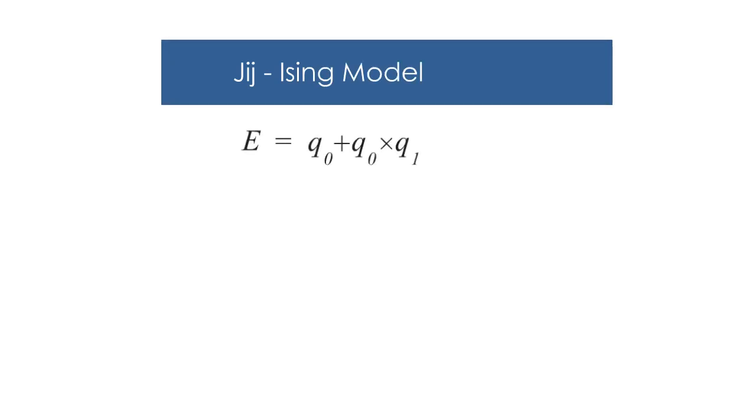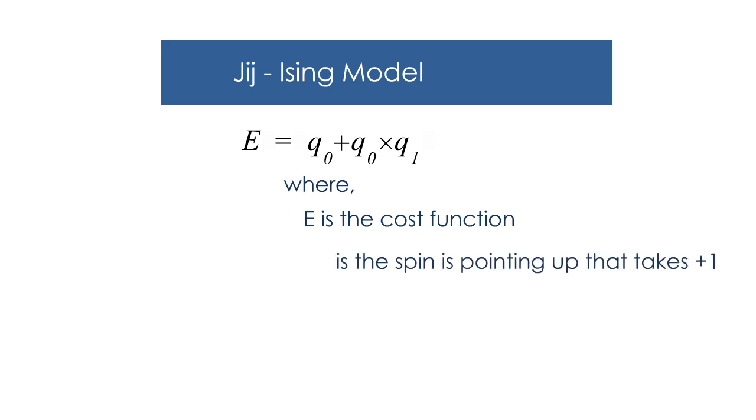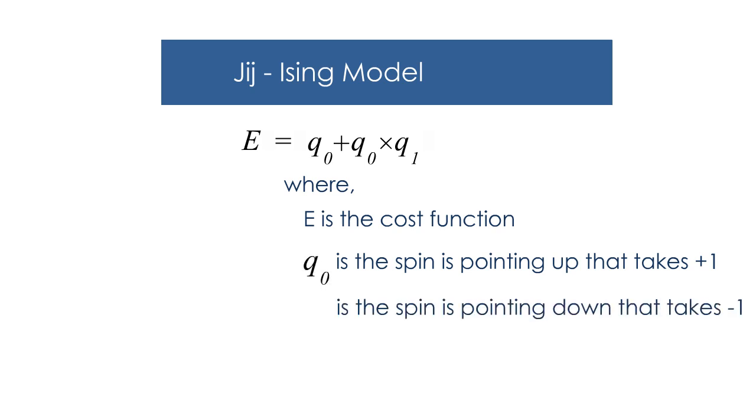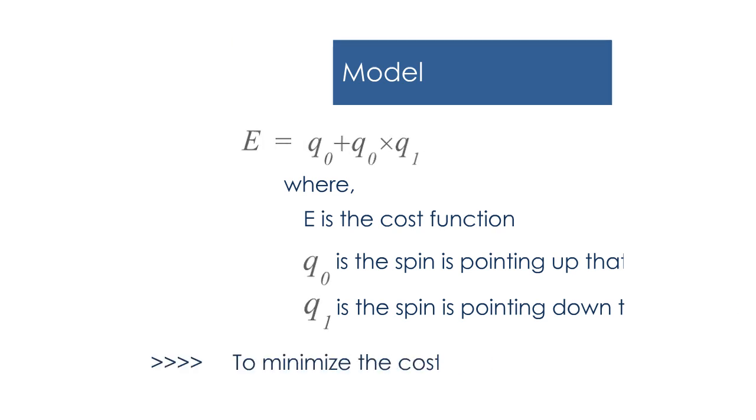We are going to use this equation where E is the cost function, Q is a qubit, so the value of the spin at a specific lattice site where the spin is pointing up that takes +1 is Q0, and where the spin is pointing down that takes -1 is Q1. The final value of Q tends to take the value to minimize the cost function.